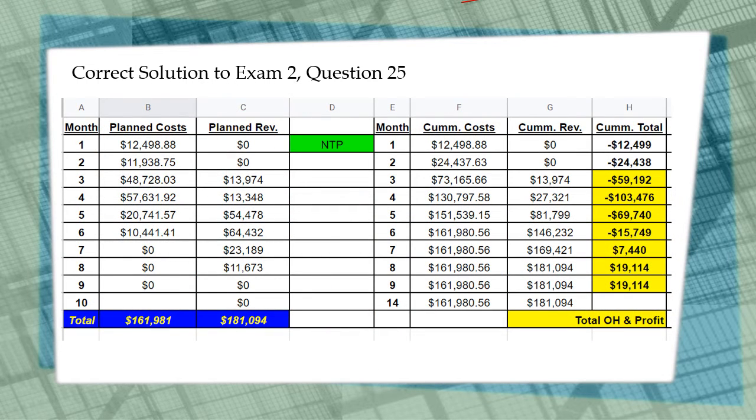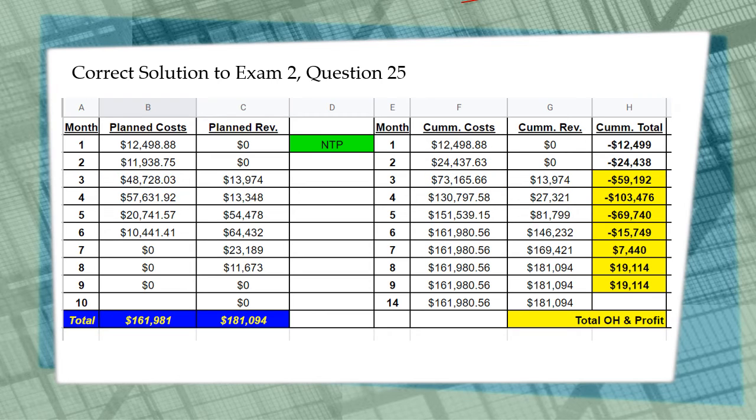So once you have all the planned cost input, the second step is to find the cumulative cost. You get the cumulative cost by adding last month's cumulative cost plus this month's planned cost. For example, in month 3, you get that by adding the last month's cumulative cost, which is right here, 24,437, and you add it to this month's planned cost, which is 48,728, and you get 73,165.